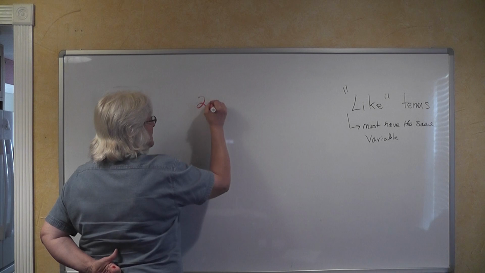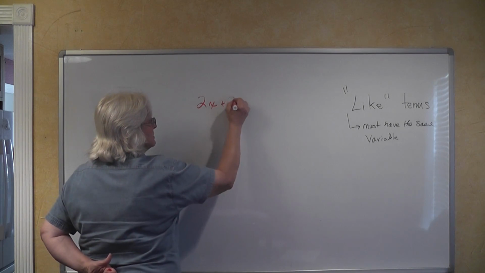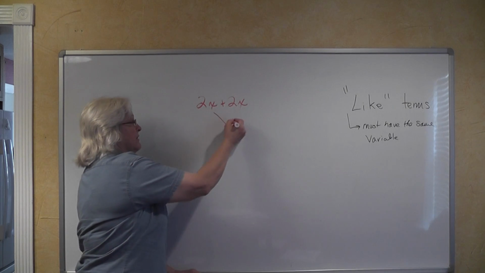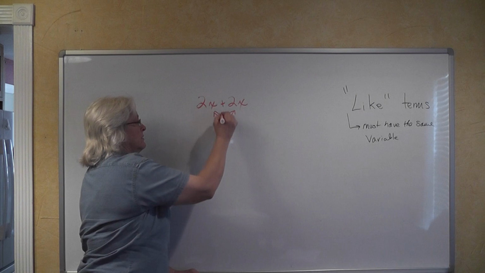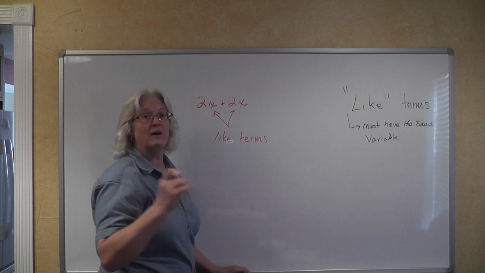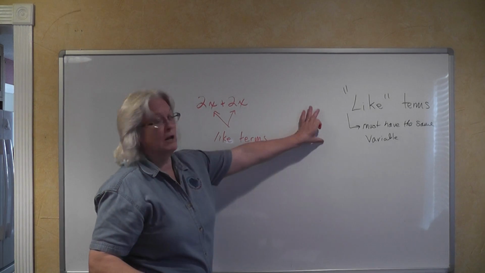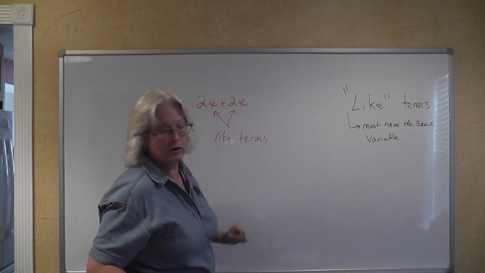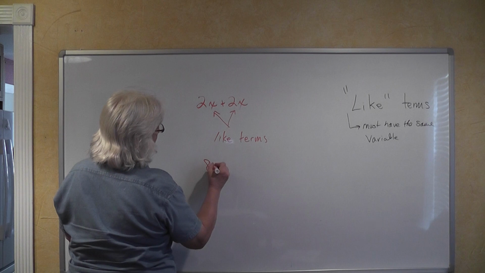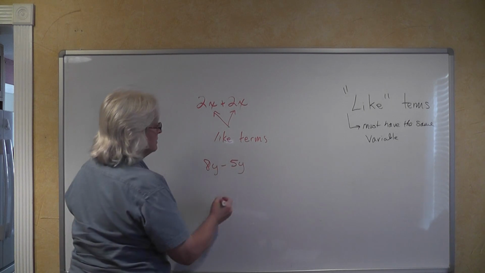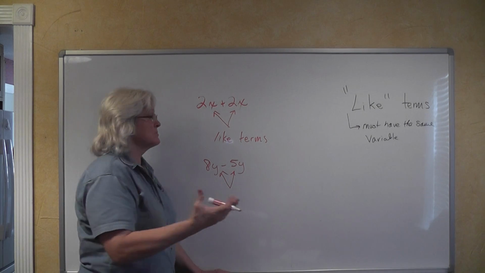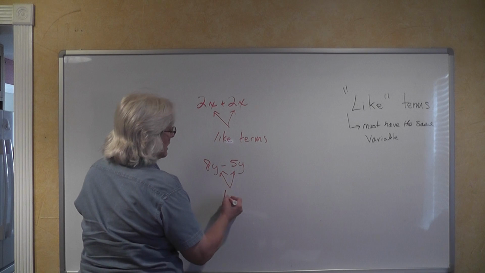So we have 2x plus 2x. Are these like terms? Yeah. They have the same variable. Do not be distracted by the fact that their coefficients are the same. Like terms only have to have the same variable. Now, what if we have this? 8y minus 5y. Are they like terms? What do we have to have for it to be like terms? Have to have the same variable. They have a y.